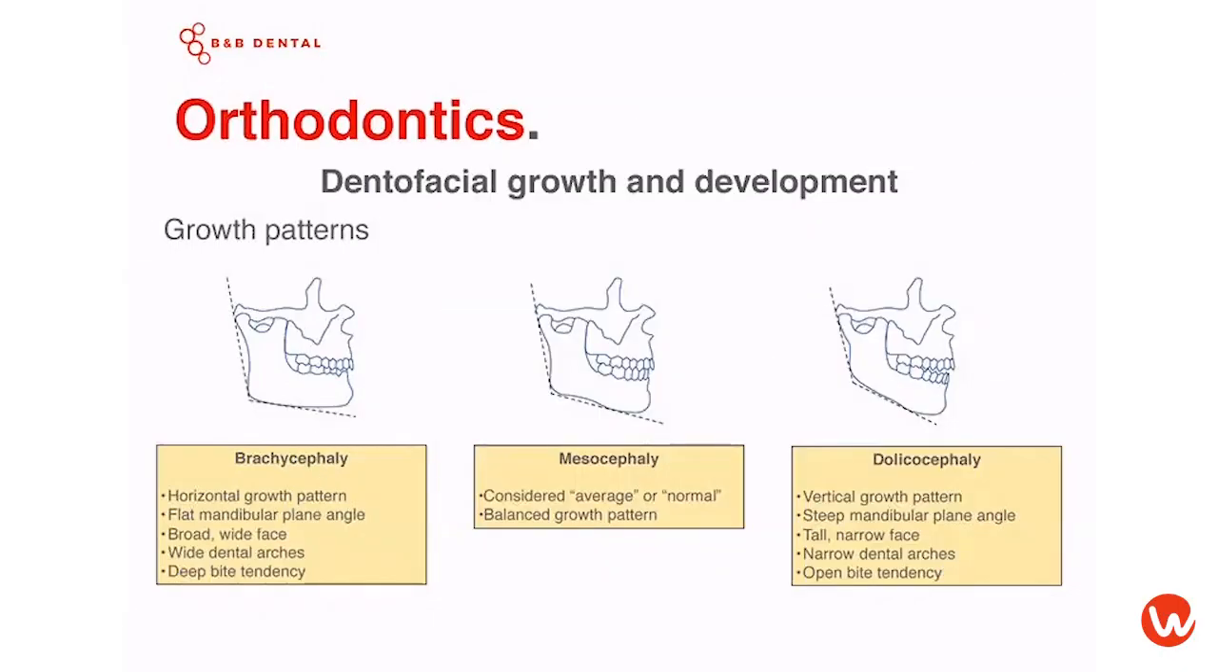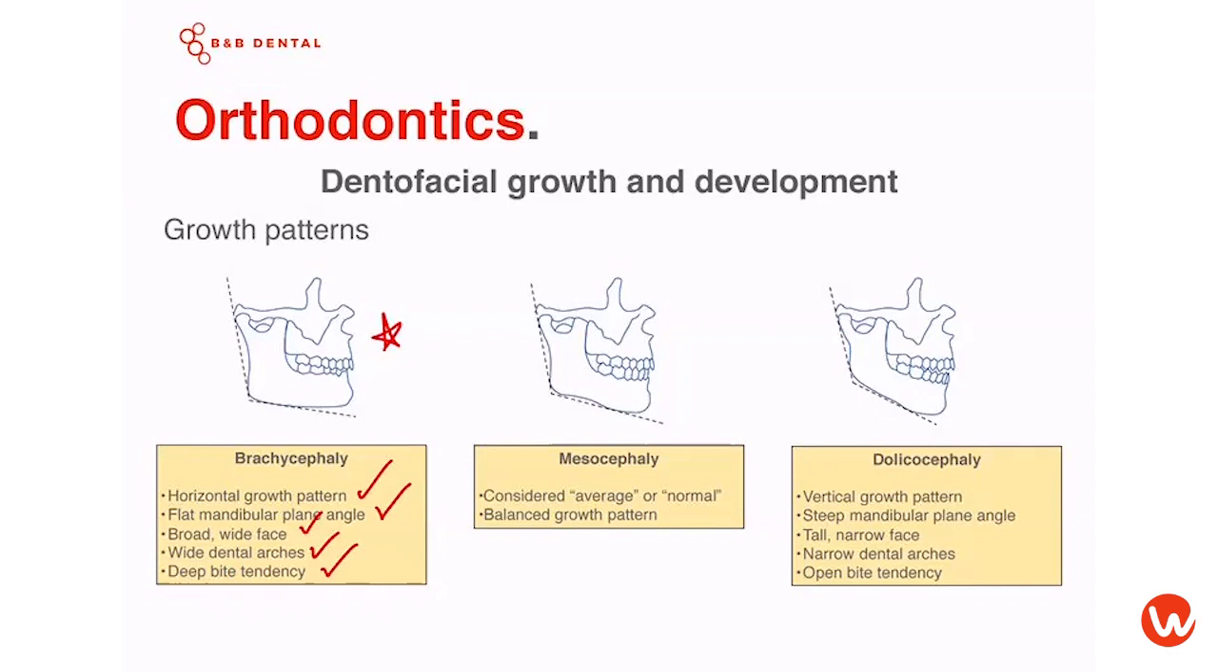So with brachiocephaly, the main consideration is that this is a more horizontal growth pattern with a flat mandibular plane angle and a broader, wider face, and that includes broader, wider dental arches, and generally a tendency for a deep bite. So this picture right here shows all of those characteristics.